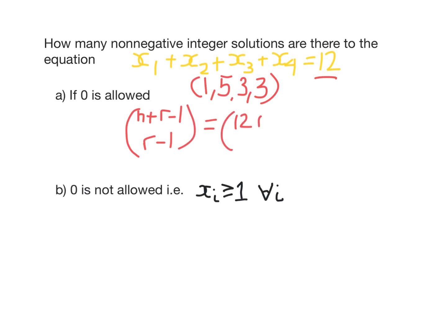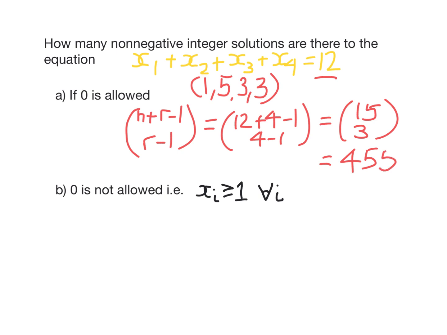And r is the number of bins, there are 4. Minus 1, choose 4 minus 1. So the answer to this is simply going to be 15 choose 3. So you can just put 15C3 on your calculator, get 455. That's the number of different solutions like this to the problem.